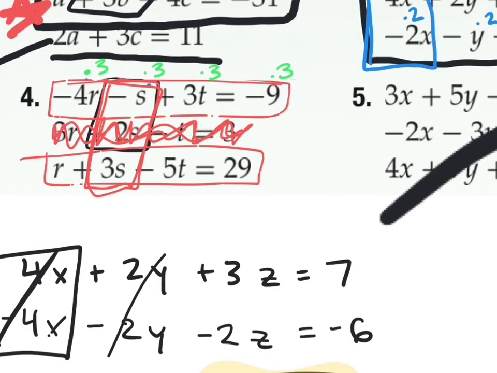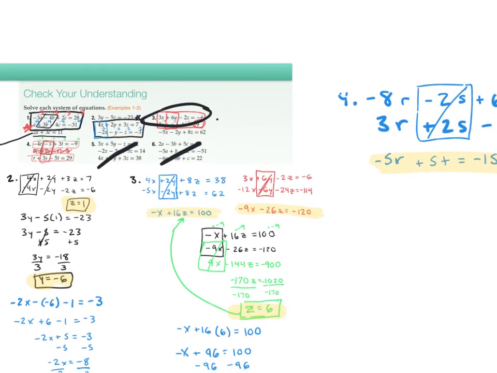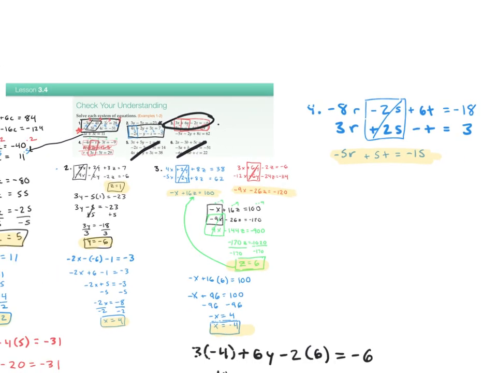So our new equation, we have negative 12r minus 3s plus 9t is equal to negative 27. And r plus 3s minus 5t is equal to 29.